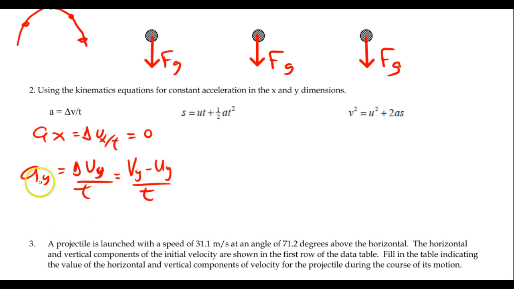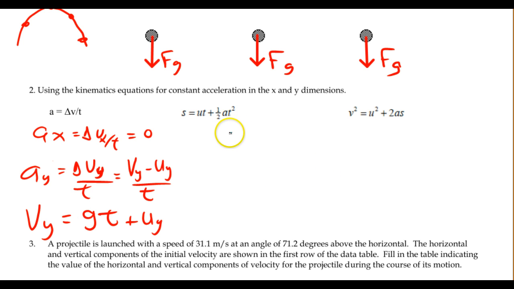Therefore, the acceleration in the y direction is g, and if we want to know how fast we're going in the y direction at any point in time, it's going to be g times t, the acceleration due to gravity times t, plus however fast we started out going, our initial y velocity. Now, that's only the vertical velocity, not the overall velocity.